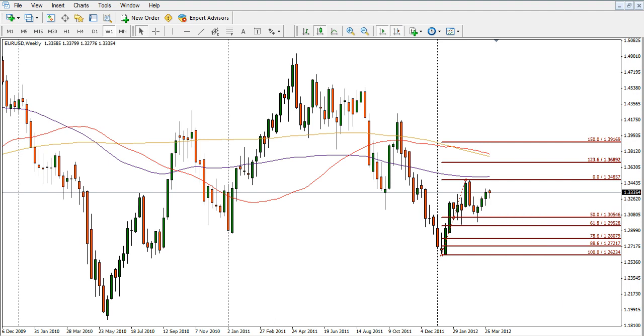The main one would be this 0% line, which is at 1.3185, and that 100 week moving average around here, which is at 1.3517. But in terms of weekly perspective, you have to say it's still towards the upside.